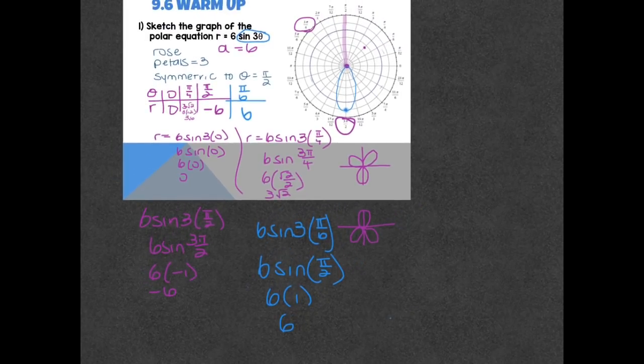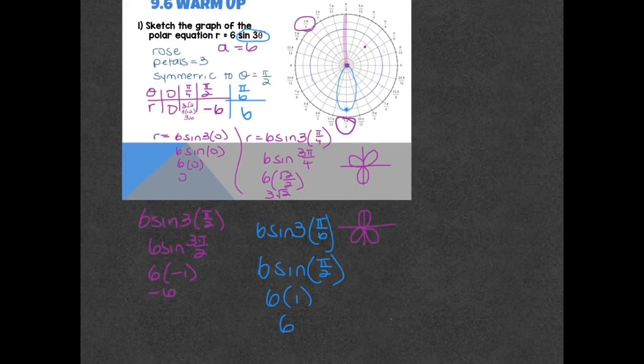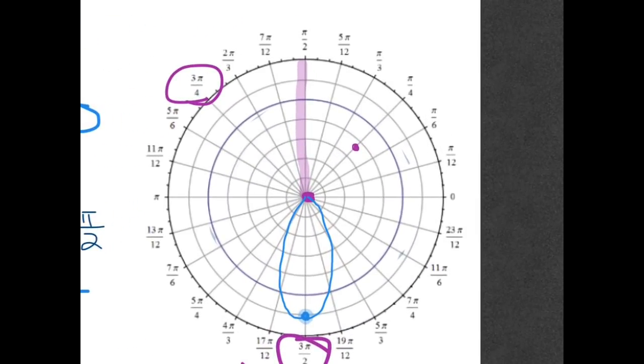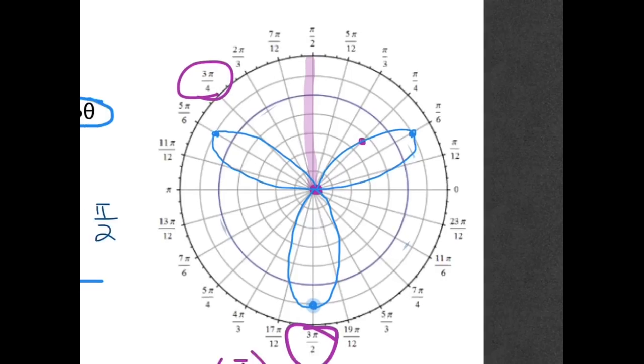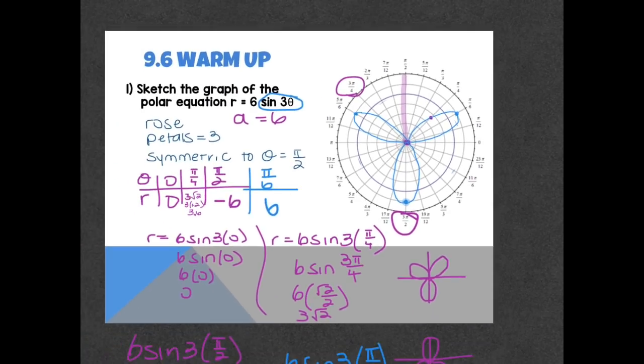So now I found where my petal is. My petal is at pi over 6. So I'm going to come over here. This is 6, which means my petal goes out and back in here. And it would be reflected to the left because it's symmetric. So it would go out and come back in over there.